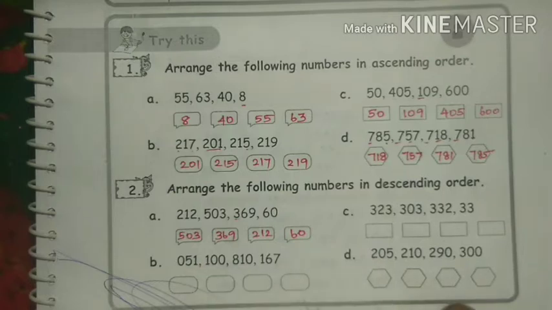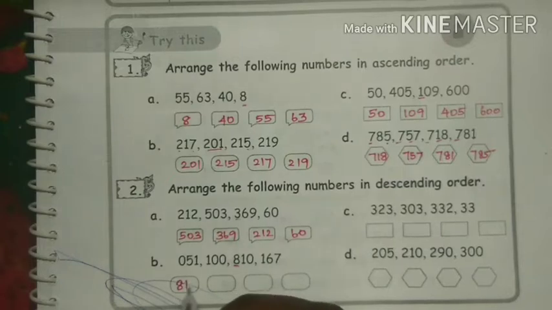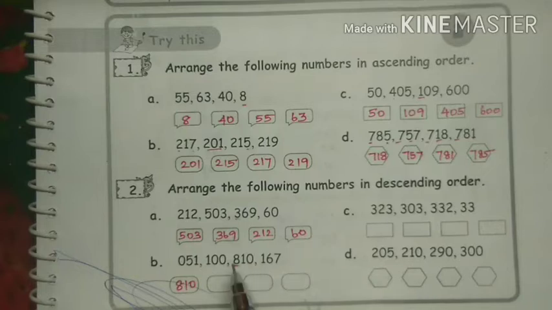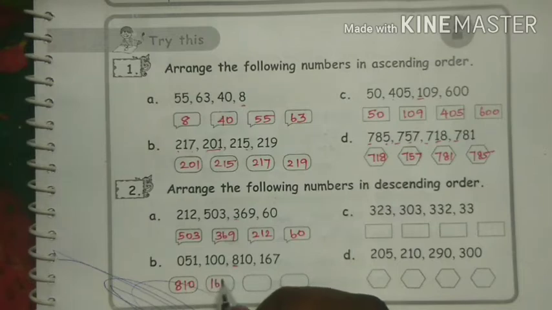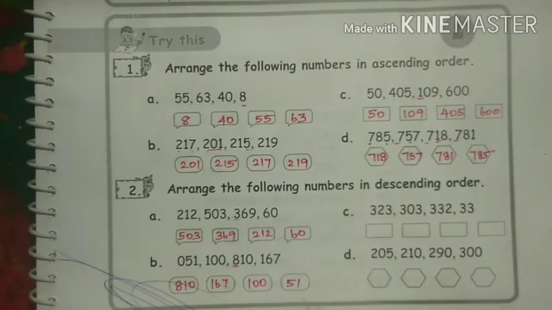Now next one, 51, 100, 810, 167. Obviously you will choose 800 as the biggest, so 810 is the biggest number. The second biggest number is... 51 is a 2-digit number, that doesn't come. 100 or 167? Yes, 167, then 100 and 51.